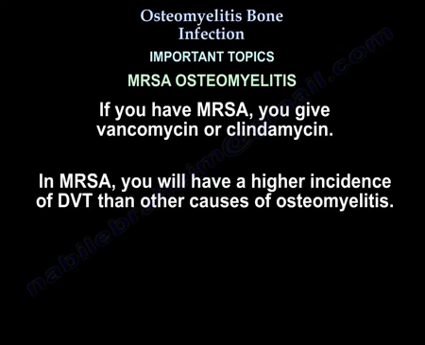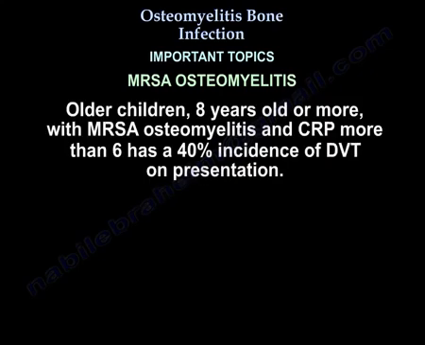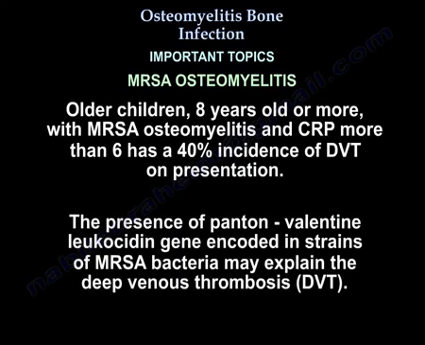And in MRSA, you will have a higher incidence of DVT than other causes of osteomyelitis. Older children, 8 years old or more, with MRSA osteomyelitis and CRP more than 6 have a 40% incidence of DVT on presentation. The presence of the Panton-Valentine leukocidin gene encoded in strains of MRSA bacteria may explain the deep venous thrombosis.